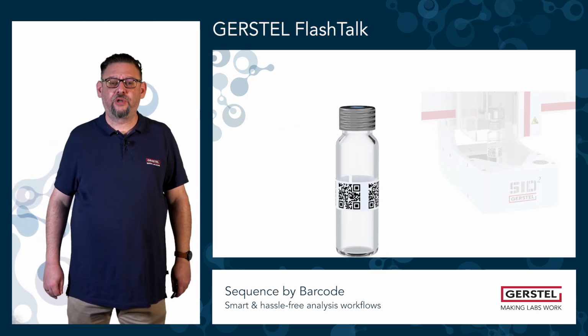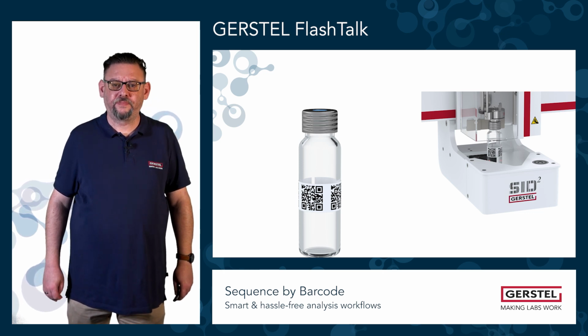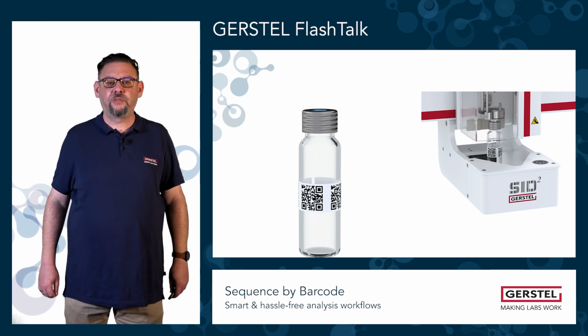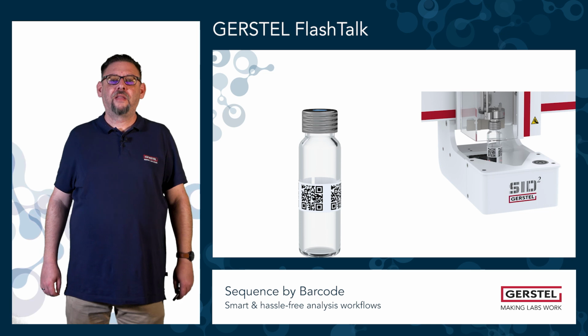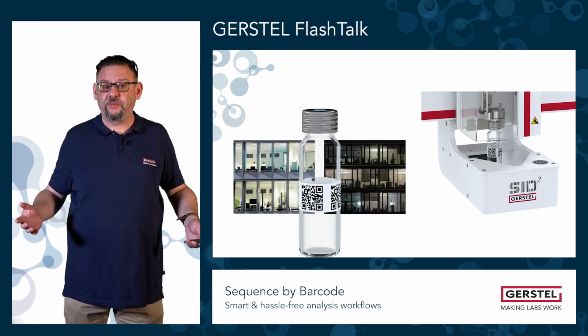On the Gerstl MPS robotic system, the barcode is read using the Gerstl SID2 barcode reader. After the information is read by the SID2 barcode reader, the information is processed by using the so-called sequence by barcode. Sequence by barcode can be used in two different modes, day shift or night shift mode.